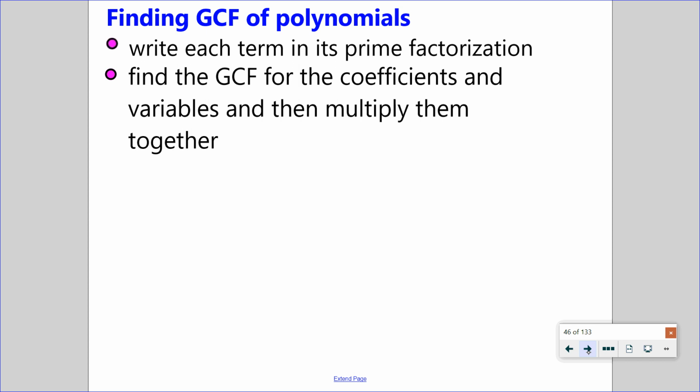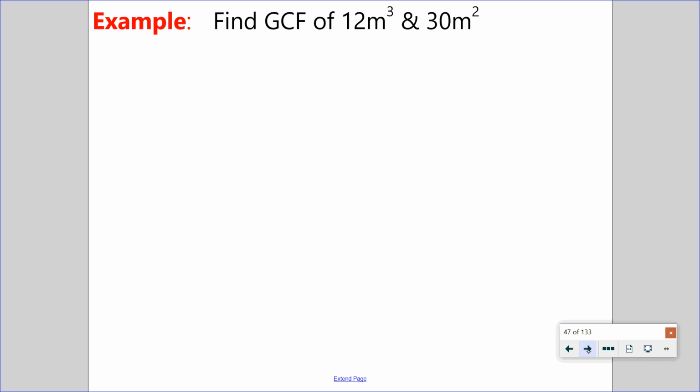So what we're going to do is take each of the terms in the polynomial and write it in its prime factorization to find what they have in common, the greatest common factor. And then I'm going to show you how we use that to factor. So let's look at this. I have 12m cubed and 30m squared, and I want to find the greatest common factor.